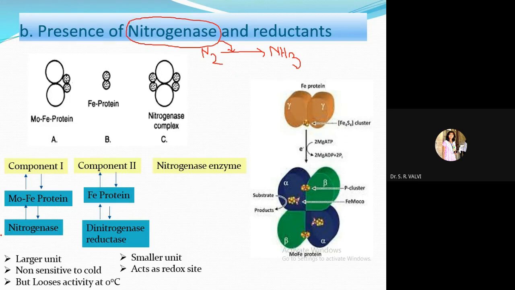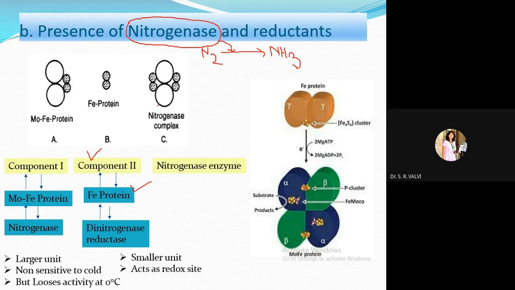The second component is only Fe protein. This Fe protein is also called component 2. It is also called ferroprotein, or dinitrogenase reductase. Are you getting it? The first component is called nitrogenase, and the second component is dinitrogenase reductase.